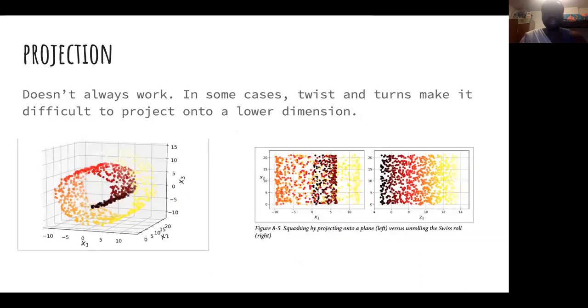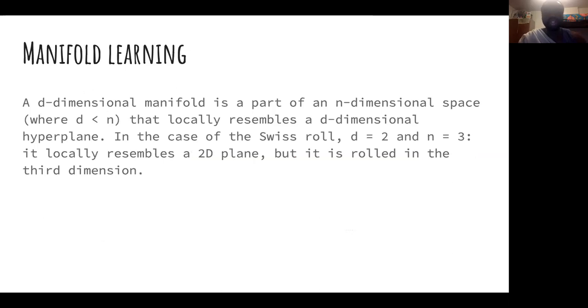Now, projection obviously doesn't always work. In some cases it is very difficult to project something like this. If the data is just like this, it will be very hard. They try to project it here, and it didn't work. Okay, then this is the second way that they do dimensionality reduction.